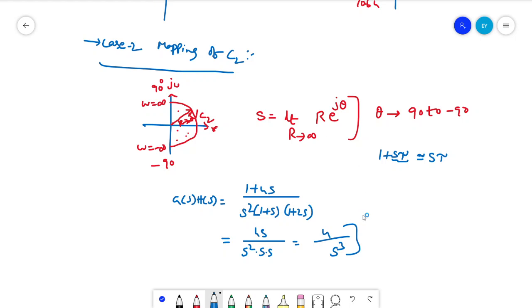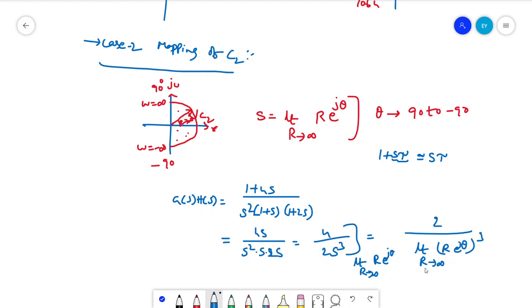If you substitute this function, here actually I forgot to consider 2 here. This is 2s. Therefore, we'll get 2, and this will be substituted at limit R tends to infinity, R into e power j theta, and how it will become 2 by s cube, right? So just substitute directly: 2 by limit R tends to infinity, of R into e power j theta, whole cube.